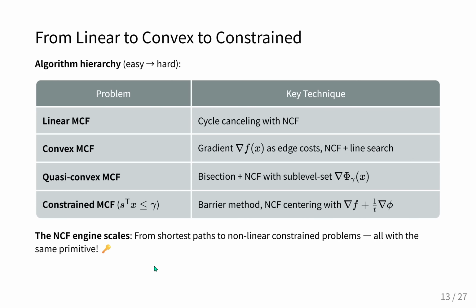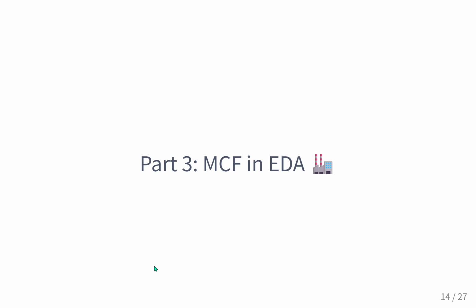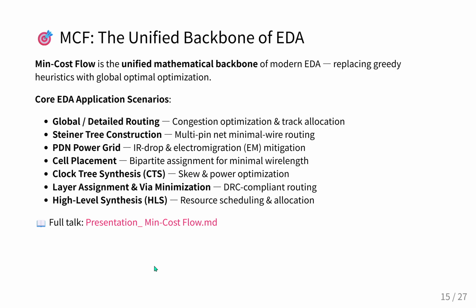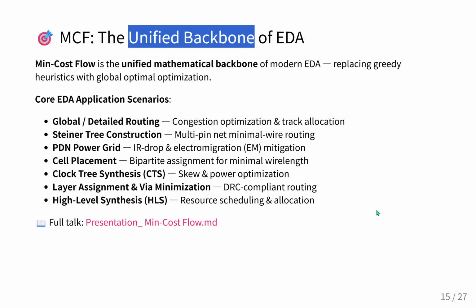Okay, so the theory is flawless. We have this beautiful engine hunting down negative cycles and dodging constraints with barrier methods. But what happens when this pure math crashes headfirst into messy physical reality? That is the ultimate test. And for that, we have to look at electronic design automation, or EDA, basically designing physical computer chips. Right. Min-cost flow is the unified mathematical backbone of modern EDA. It's largely replaced the old greedy heuristics that used to just guess at the best local routing. Yeah, now they aim for global optimization.